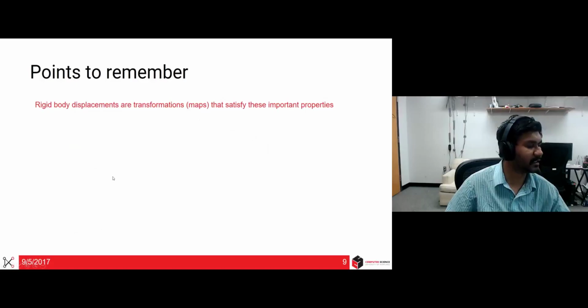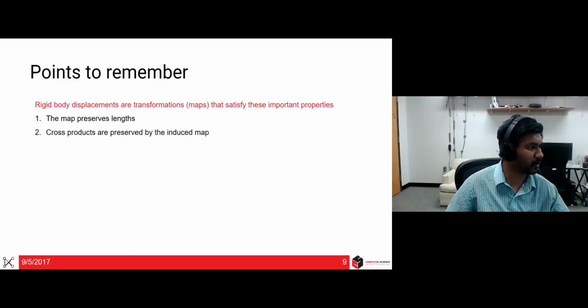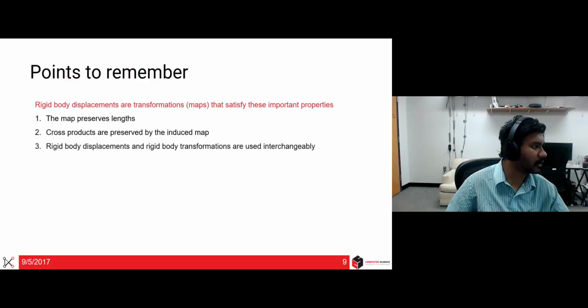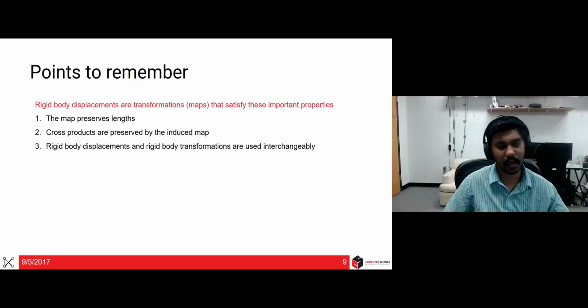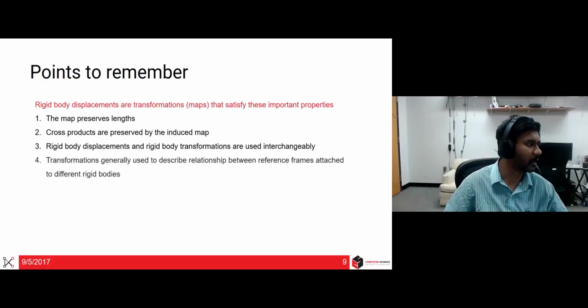Okay. Next, to summarize, here are some points to remember about rigid body displacements. In a sentence, rigid body displacements are transformations or mappings that satisfy these important properties. The map preserves length, like we said before. The cross products are preserved by the induced map. Rigid body displacements and rigid body transformations are used interchangeably. If you look at any literature, whether they are talking about rigid body transformations or rigid body displacements, they generally refer to the same thing. They're very widely used.